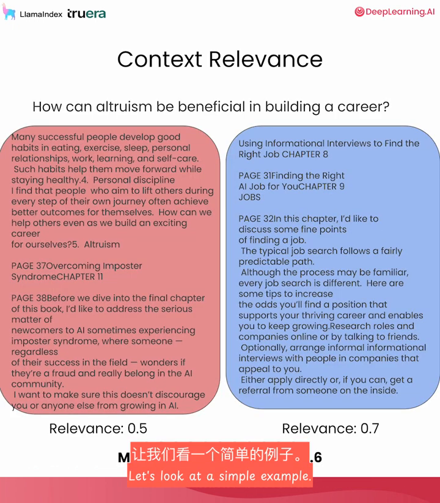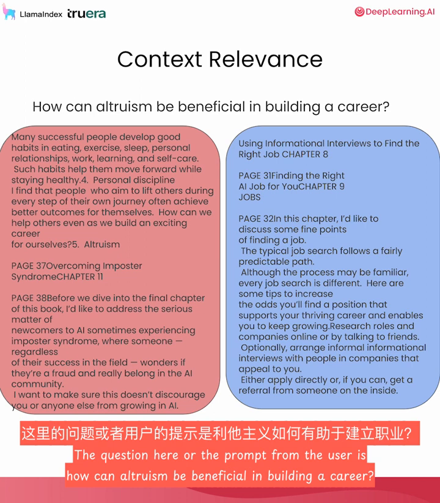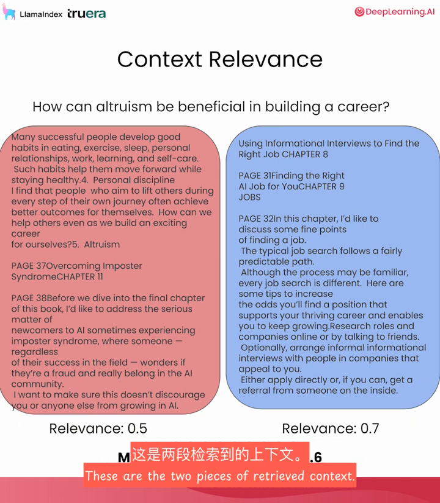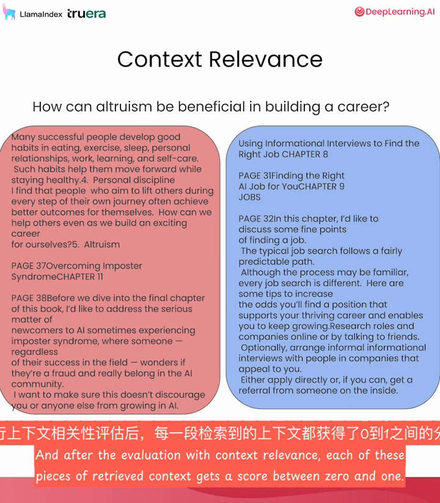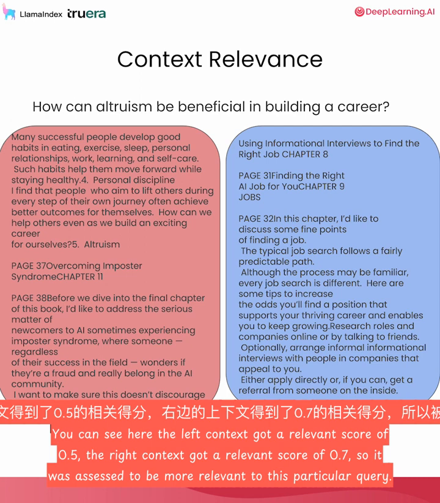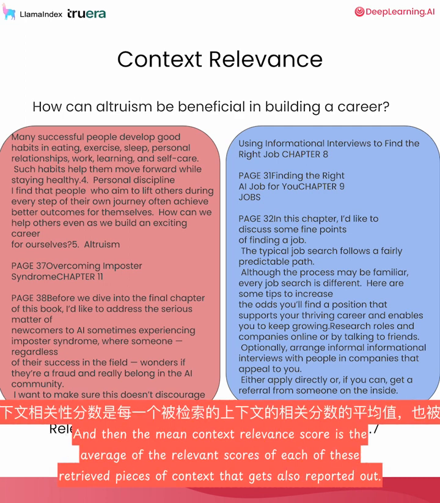Let's look at a simple example. The question here, or the prompt from the user, is how can altruism be beneficial in building a career? These are the two pieces of retrieved context, and after the evaluation with context relevance, each of these pieces of retrieved context gets a score between 0 and 1. You can see here the left context got a relevance score of 0.5. The right context got a relevance score of 0.7. So it was assessed to be more relevant to this particular query. And then the mean context relevance score is the average of the relevance scores of each of these retrieved pieces of context. That gets also reported out.